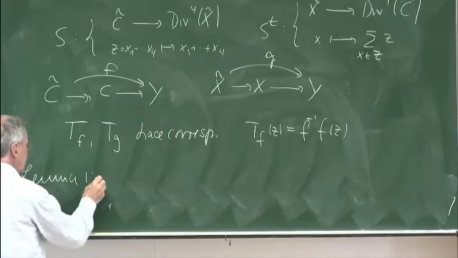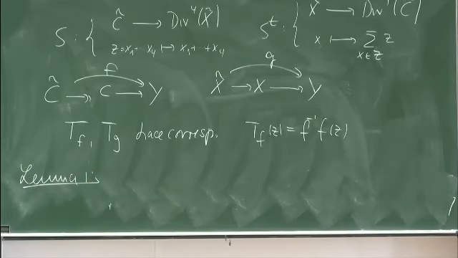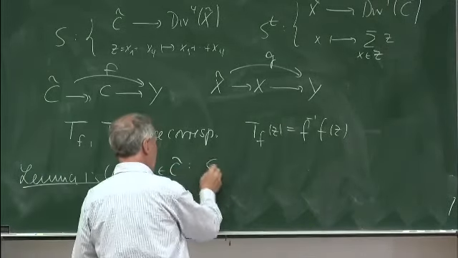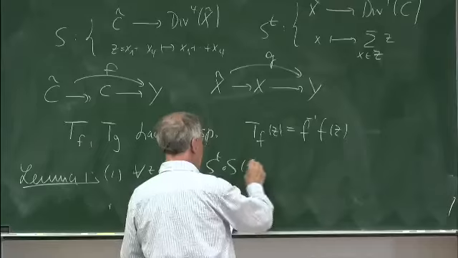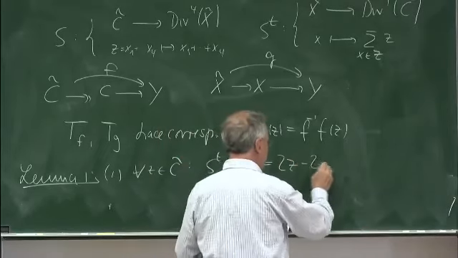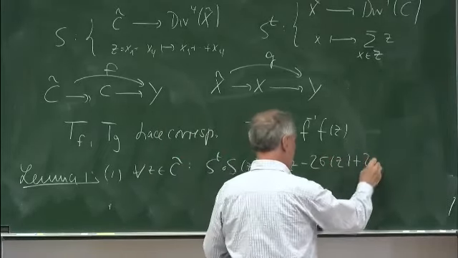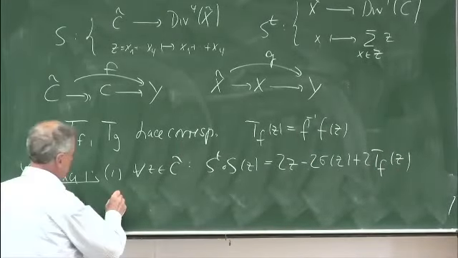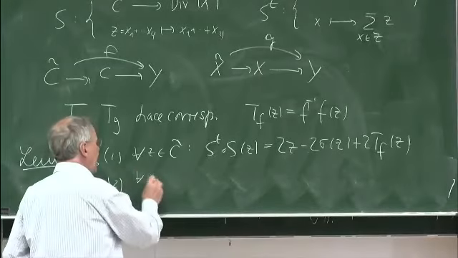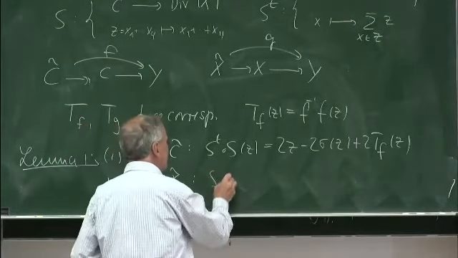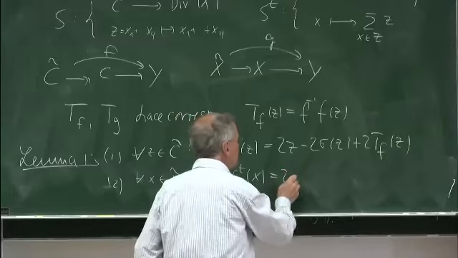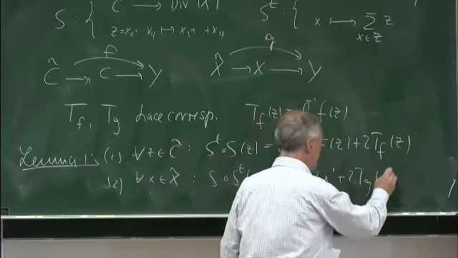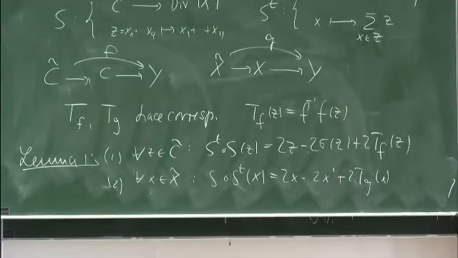One has to find an equation for the correspondences. So for all z in C tilde, we have S transpose S of z is equal to 2 times z minus 2 times sigma of z plus 2 times the trace of z. And similarly, everything is sort of symmetric: for all x in X tilde, we have S transpose S of x equal to 2 times x minus 2x prime plus 2 TG of x. How does one prove this?